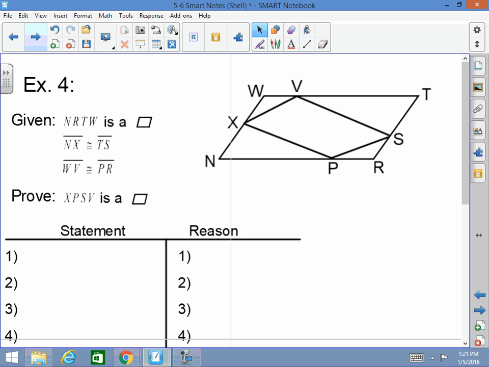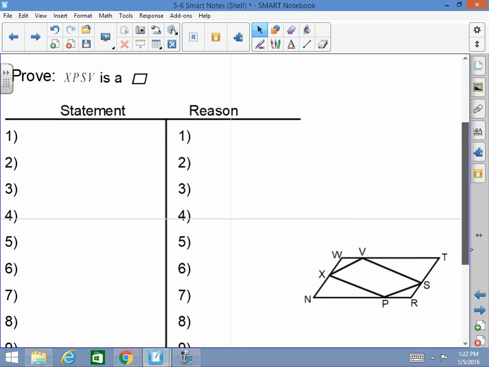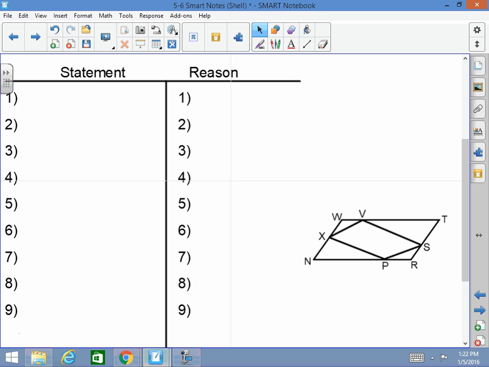Last but not least, my brothers, NRTW is a parallelogram. NX is congruent to TS. WV is congruent to PR. And XPSV is a parallelogram is what I want to prove. So I want to prove that this guy right here, XPSV, is a parallelogram. So of course we're going to start with our proof. NRTW is a parallelogram, given.